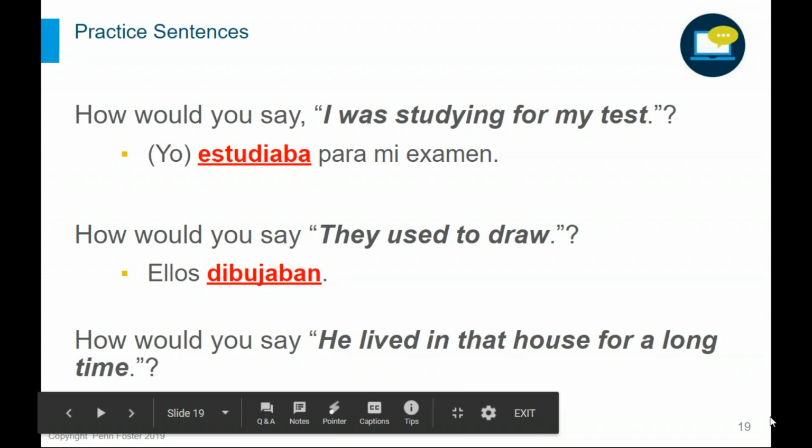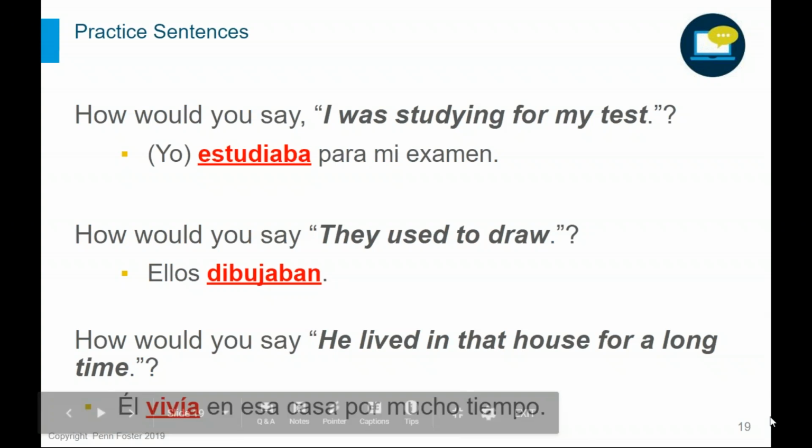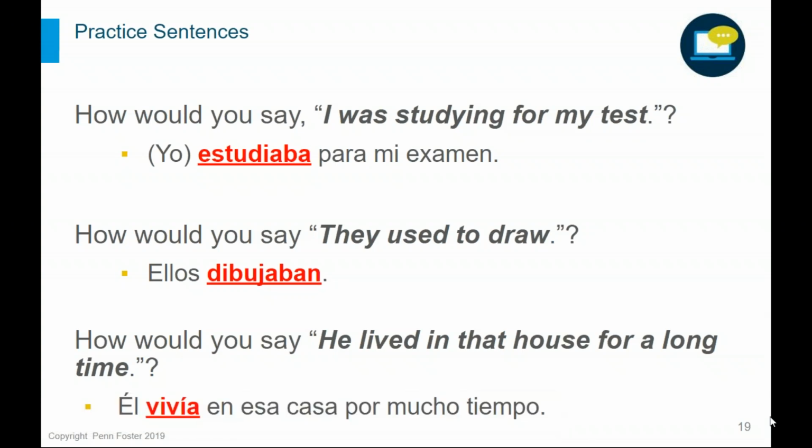And to wrap up imperfect tense, here are a few practice sentences. Okay, so estudiar, the verb to study. I was studying for my exam. It's an AR verb. So much like dibujar, which is to draw, another AR verb, it's going to take those aba or aban endings. And then vivir, an IR verb, will take the ía ending. So all regular imperfect conjugations, shown on this slide, just based on what we talked about on the previous few slides.